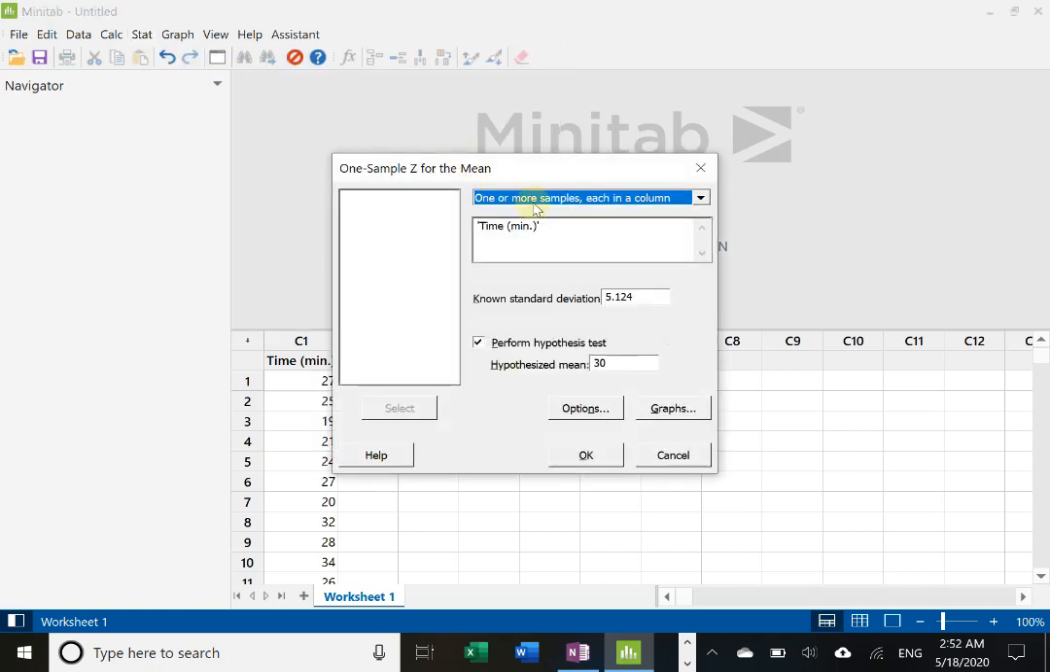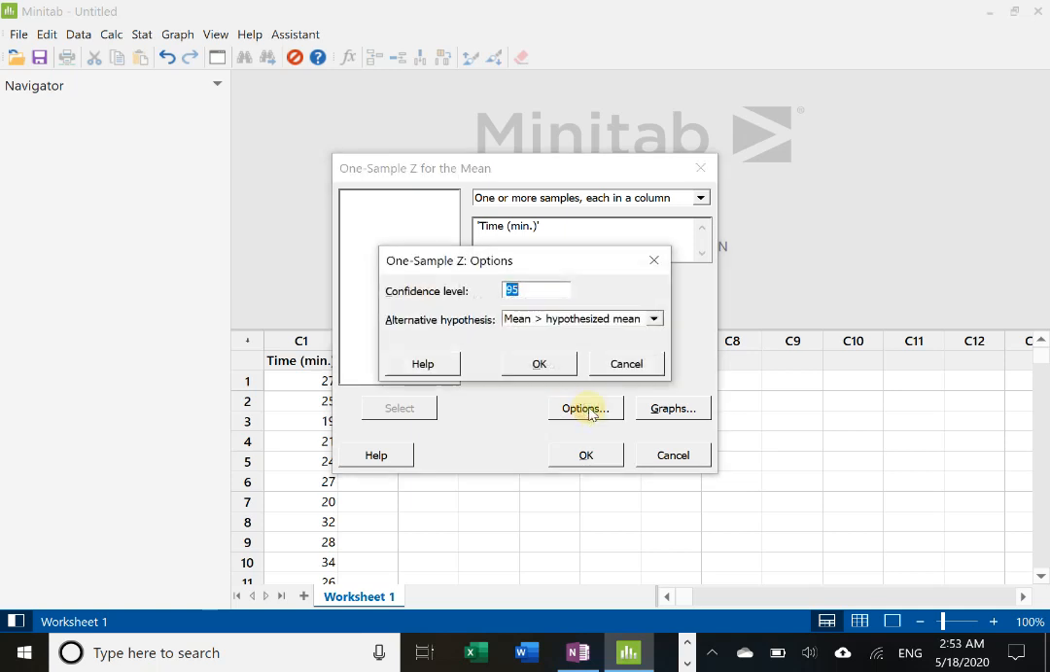Now for this one, we're doing the second example, so let me clean that. These numbers we actually have, you can type these in from the example. The deviation was 5.124, and click inside this field and double click to bring the variable time as a column variable into that field. And make sure you perform the hypothesis, and you just type in the hypothesized value 30 here.